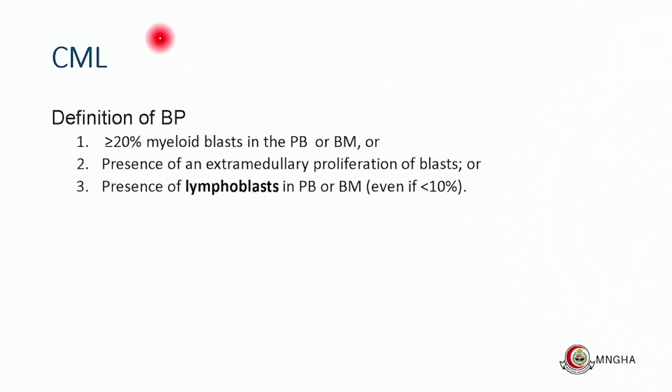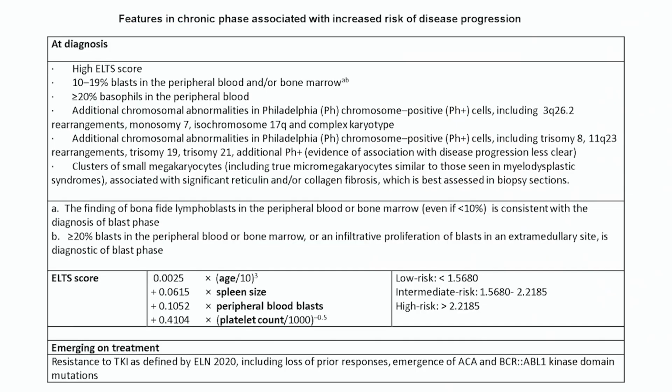The definition of blast phase for CML is more than 20% myeloid blasts in the bone marrow or peripheral blood, presence of extramedullary proliferation of blasts, or presence of lymphoblasts in the peripheral blood or bone marrow, even if it's less than 10%. So if lymphoblasts are present, this is enough to call it blast phase CML, even if the blasts are less than 10%. These are the features for increased risk of disease progression.